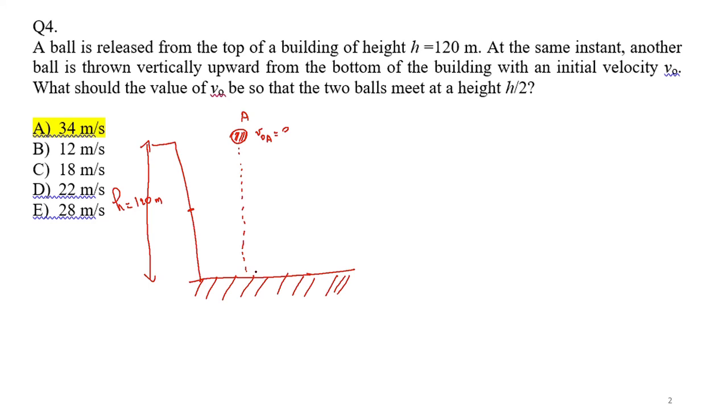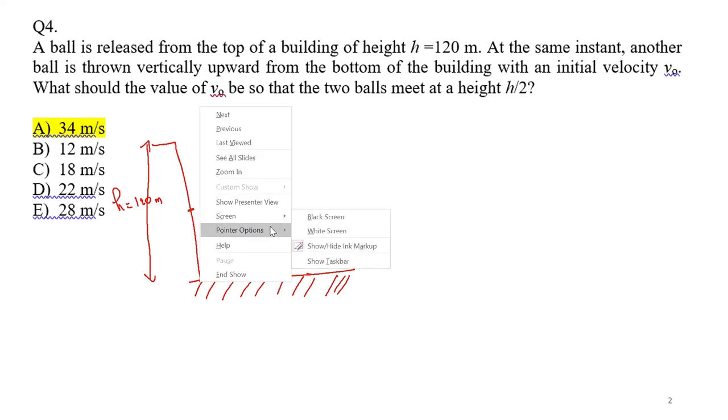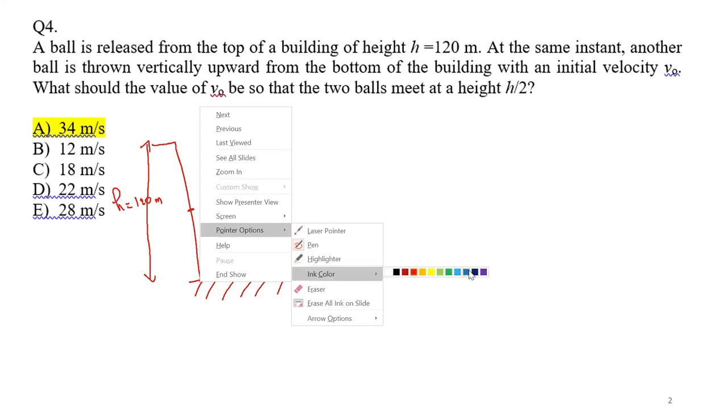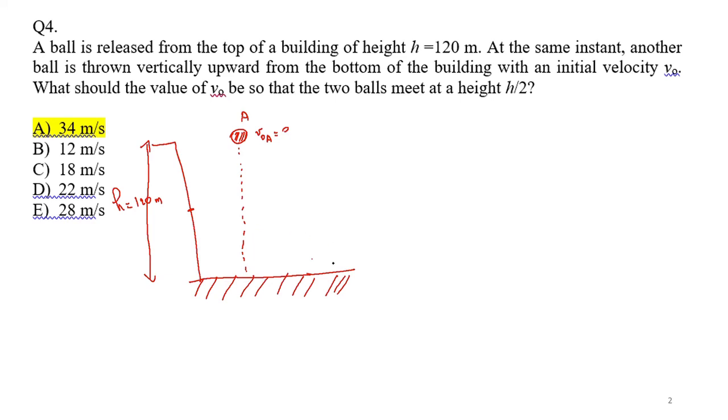Okay. At the same time, another ball, let me call it ball B. Let me put it here. Okay, let me choose a different color. So ball B is thrown up with an initial velocity V naught.